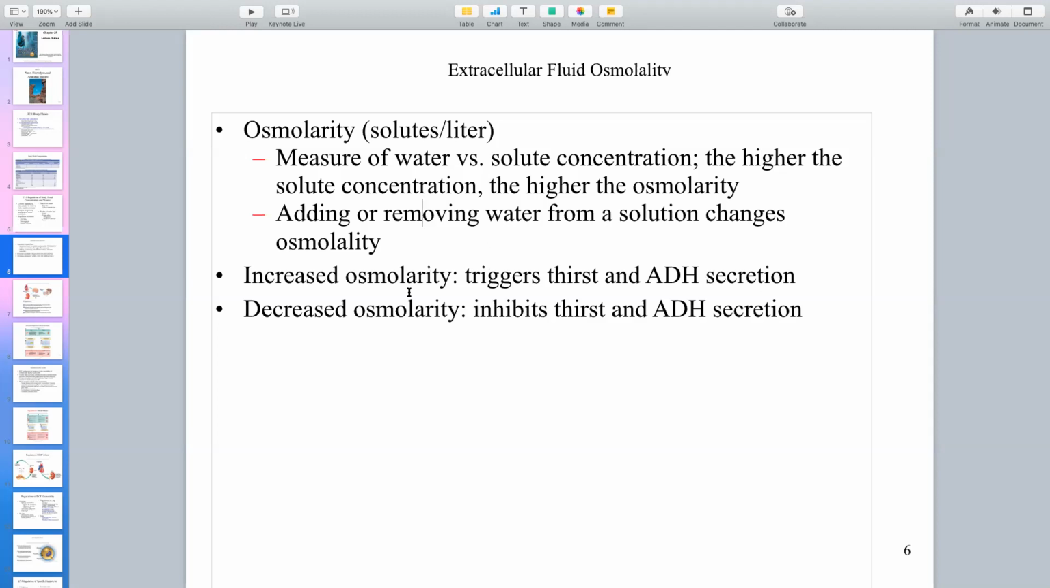ADH will not decrease your osmolarity. It might keep it at that lower number, right? It might prevent it from getting even greater osmolarity, but it's not going to decrease it, because that water we secreted, that we are going to reabsorb from ADH secretion, was already in our body. It's not like you're adding new water to it.